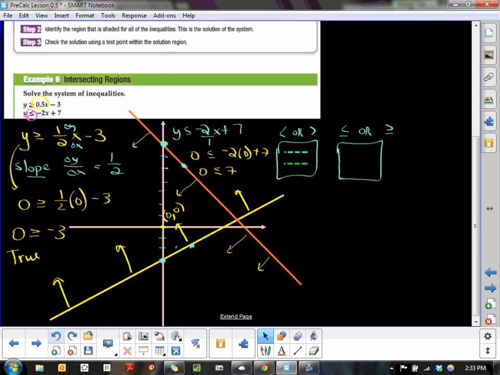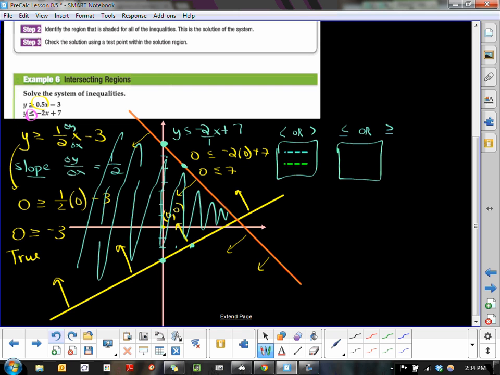My solution to this system is where the arrows are pointing towards each other. So where are the two arrows pointing towards each other? It's in between here. So this represents a solution set. So we're going to solve these systems of linear inequalities by graphing the region that represents all of the potential places that are solutions.